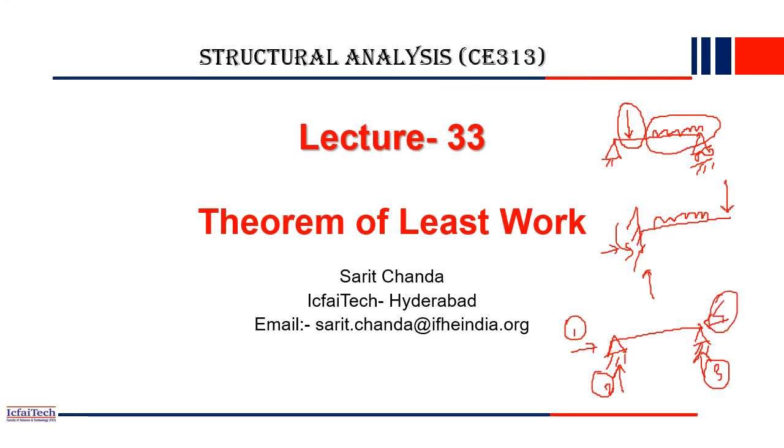So total 4 unknown reactions are there. And we have only 3 equations of equilibrium, that is summation of all horizontal forces equal to 0, summation of all vertical forces equal to 0, and summation of all moments about a particular point equal to 0. So we have 3 equations, but we have 4 unknowns. So basically we can't get the values of all the reactions simply using the equations of equilibrium.